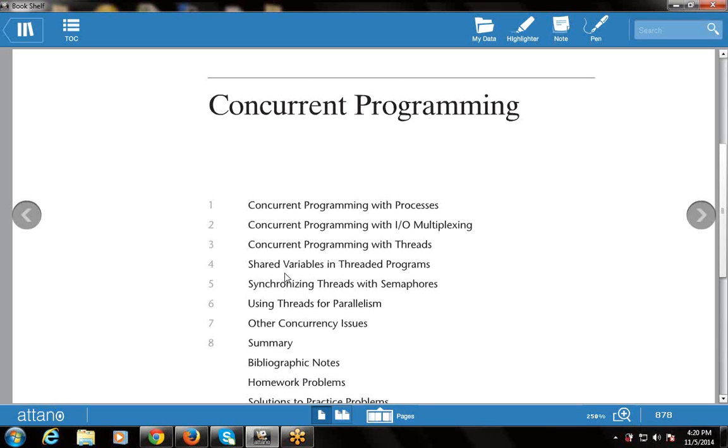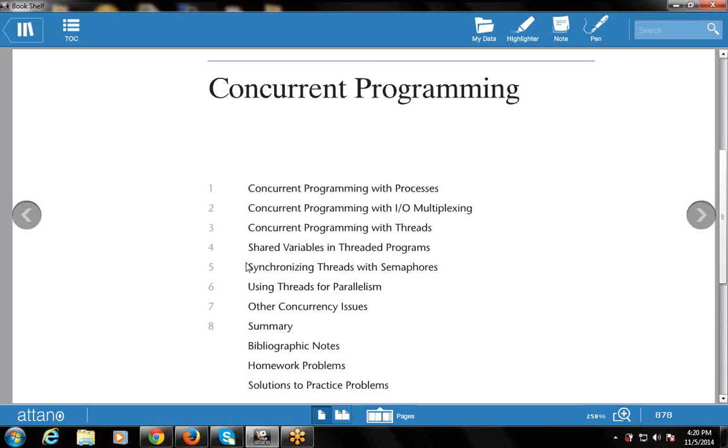I'm going to start with a new chapter, that is chapter number 11, concurrent programming. And these are the topics available in concurrent programming. First of all, understand the concept of concurrent programming. If any process, or more than one process, are executing at the same time, that is known as concurrency. Means any task that is executing in more than one manner.